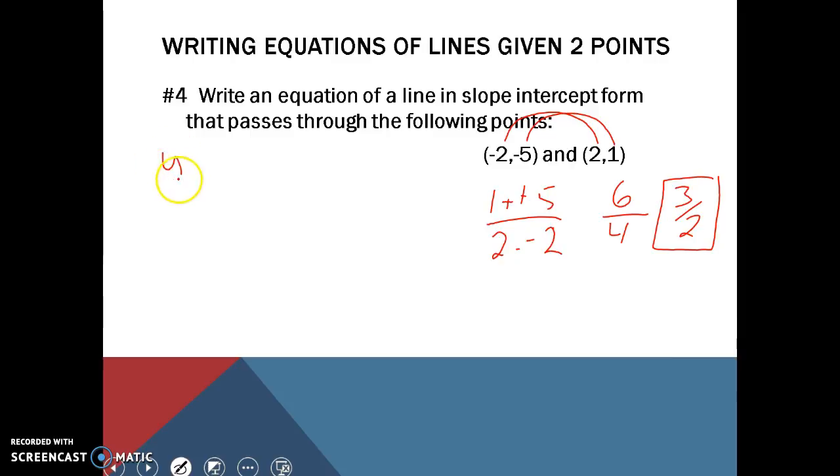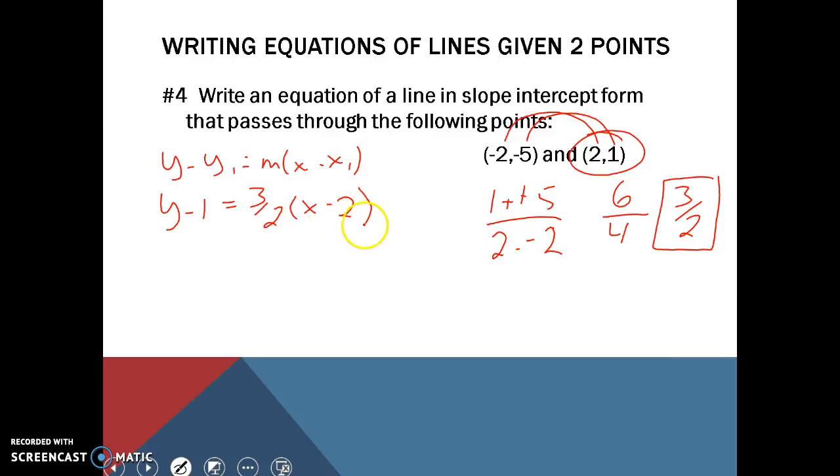Then I'm going to use this equation: y minus y1 equals m times x minus x1. That's my point slope form. So I'm going to use this point because it looks a little bit easier to me. So it's going to be y minus 1 equals my slope, which is 3 halves, times x minus my x value, which is 2.